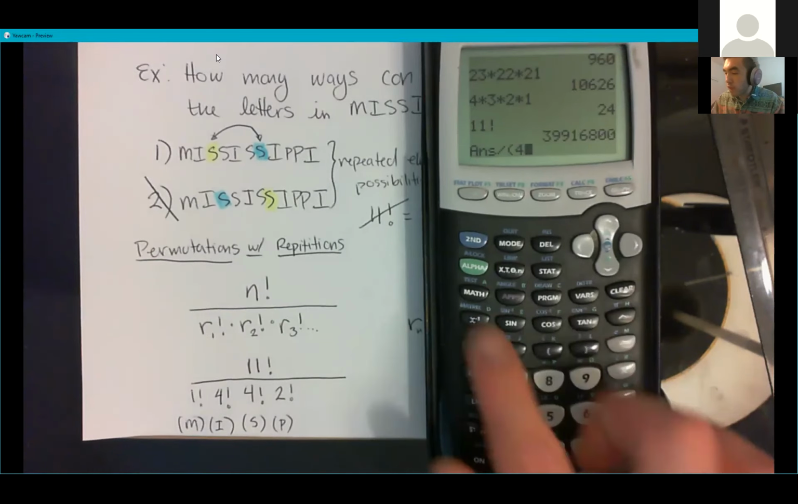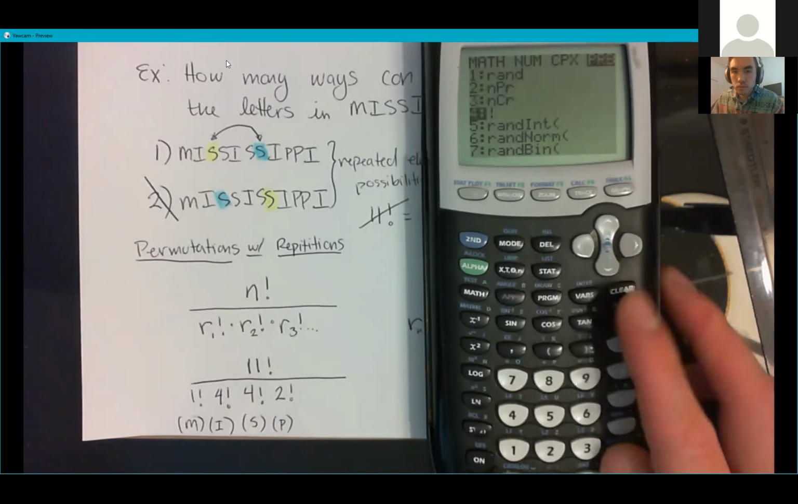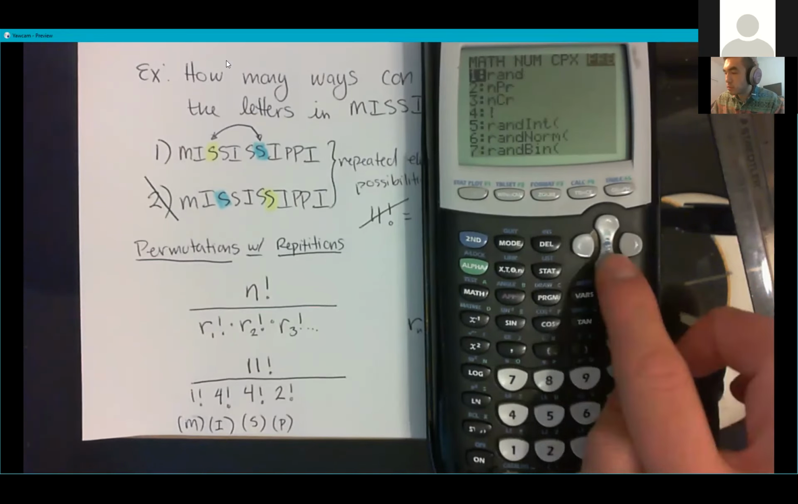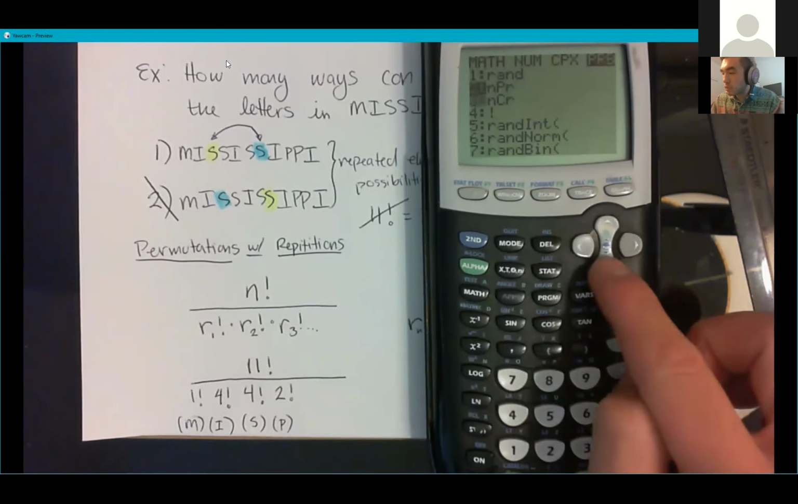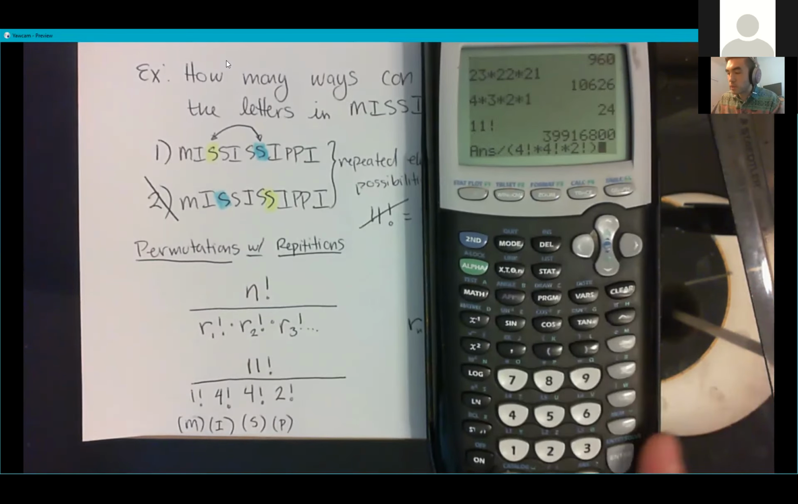products of 4 factorial times 4 factorial times 2 factorial, which it's unnecessary for me to type in 2 factorial. Why? What's 2 factorial? 2. It's just, yeah, 2. It's 2 times 1. 2.